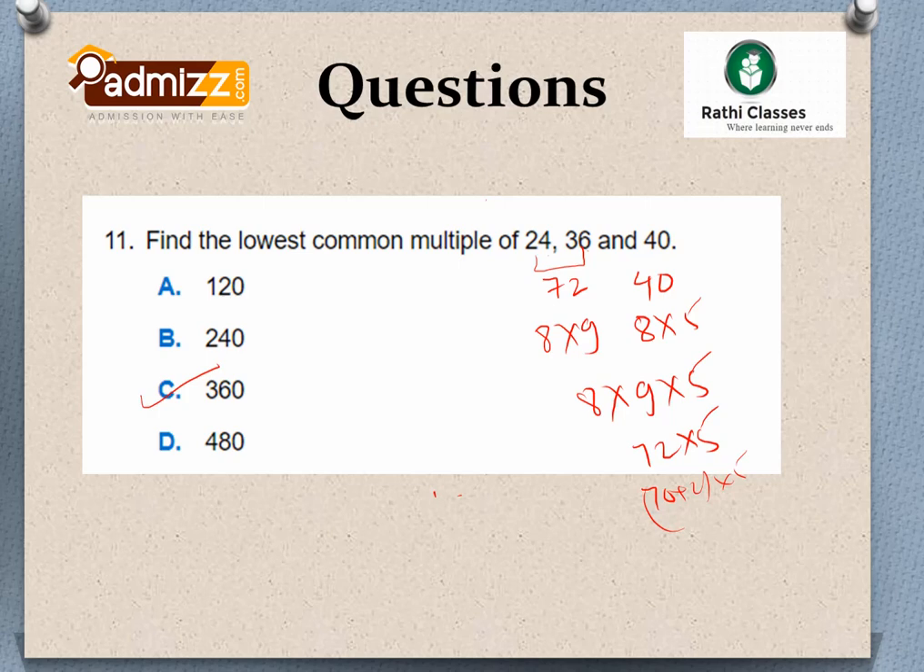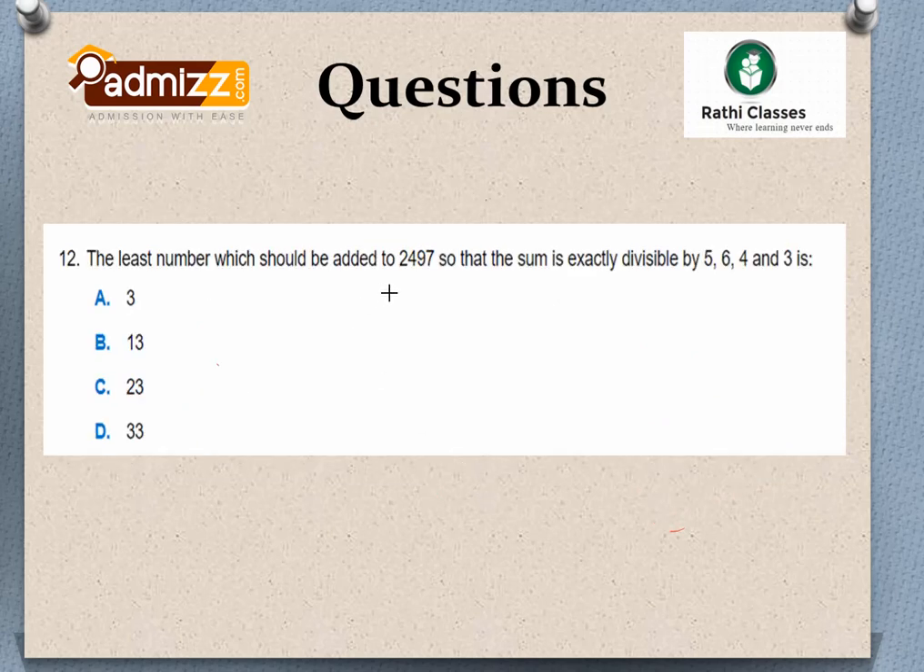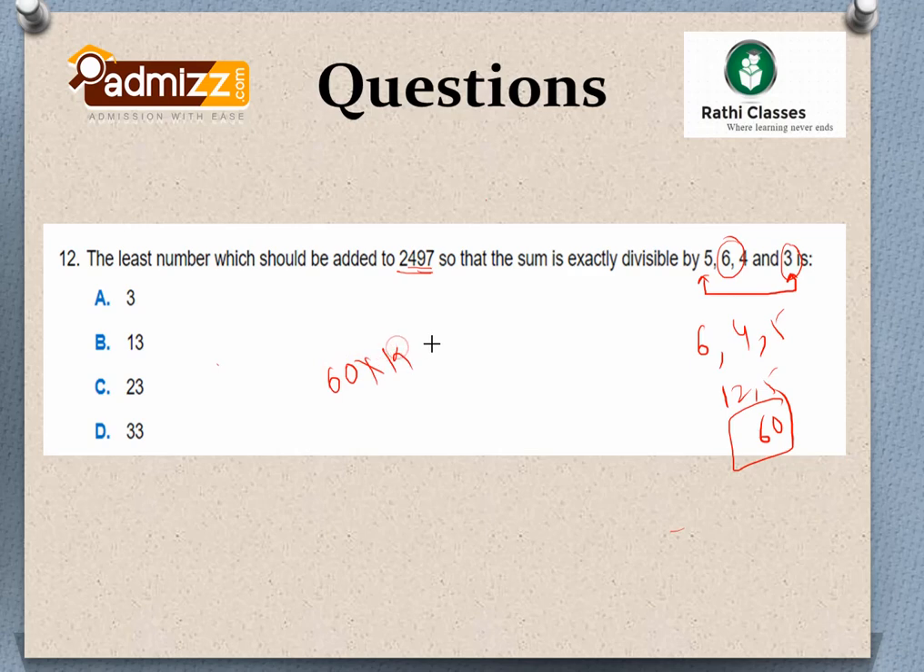Moving on to the next question, question number 12: the least number which should be added to 2497 so that the sum is exactly divisible by 5, 6, 4 and 3. First and foremost I need to take the LCM. So 5, 6, 4 and 3: 3 and 6, LCM is 6; 6 and 4, LCM is 12; 12 into 5 is 60. So I am left with 60. That means the answer should be a multiple of 60.